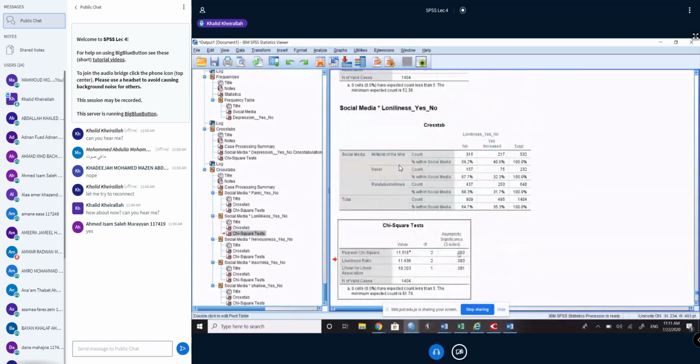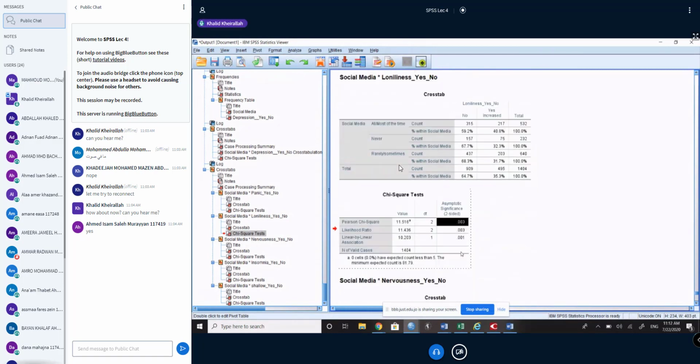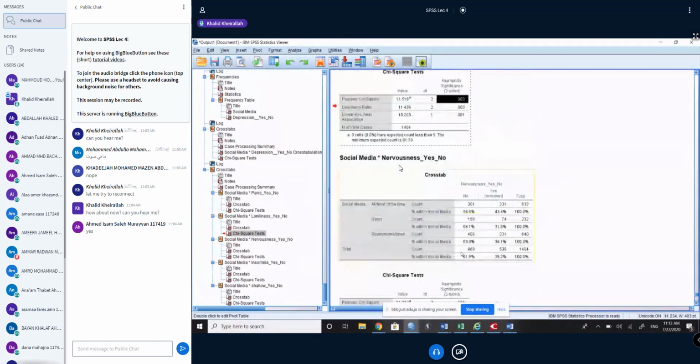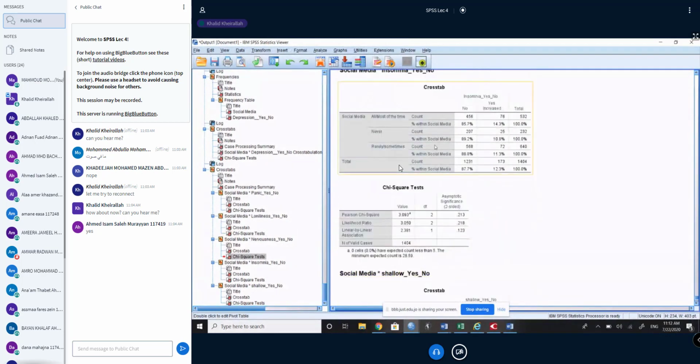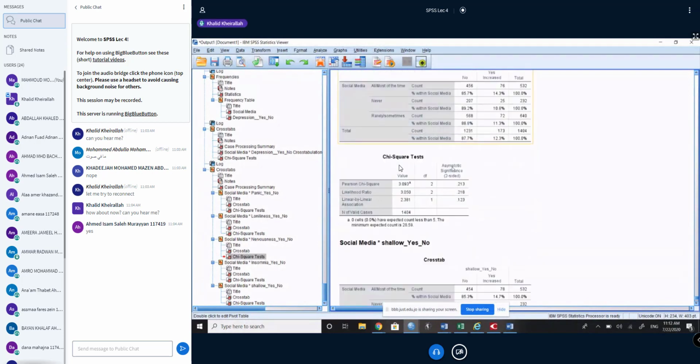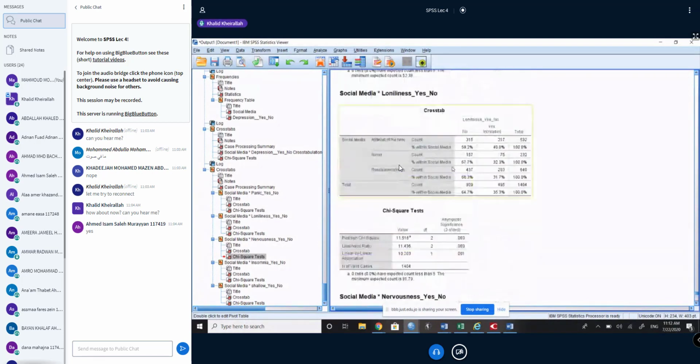Loneliness is the same. There's a relationship between loneliness and utilization of social media. This is the p-value, 0.003. Nervousness is the same. Insomnia, there's nothing. So let's just stick to one.